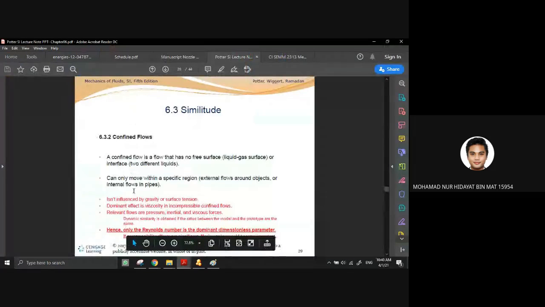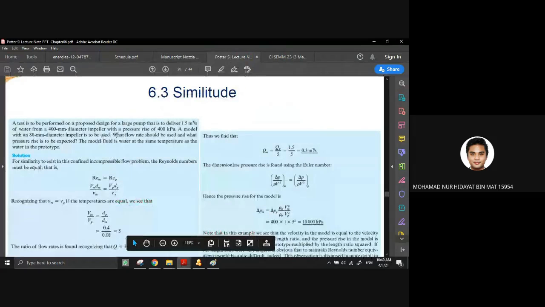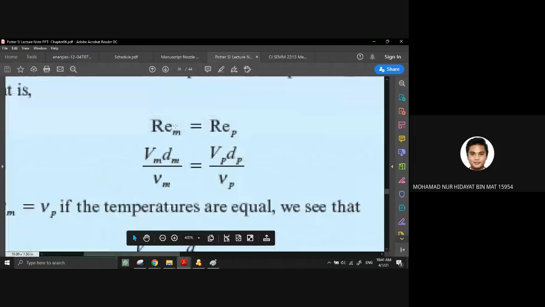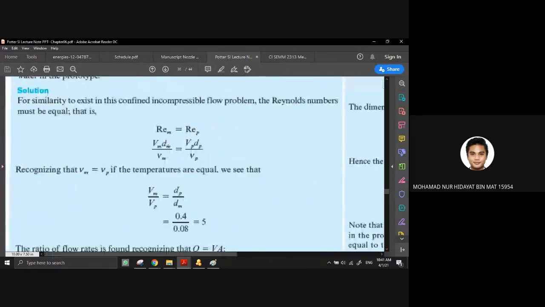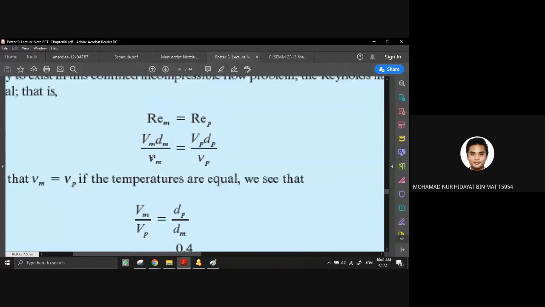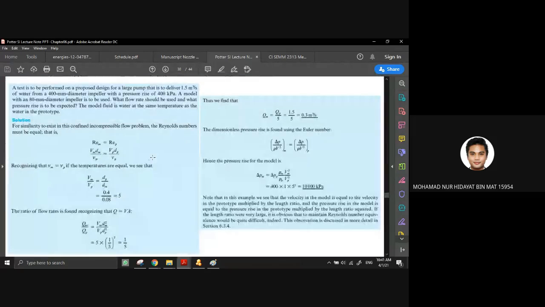So here we mentioned confined flow. Of course, inside the pump there is 100% water. It is confined, incompressible flow, so the dominant effect is the Reynolds number. The Reynolds number must be equal. You can see that the Reynolds number of the model equals the Reynolds number of the prototype. And Vm here is the expansion of the Reynolds number. Reynolds number is equal to Vd over nu, where nu is the kinematic viscosity.